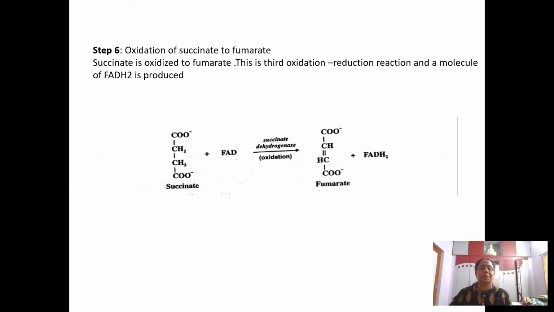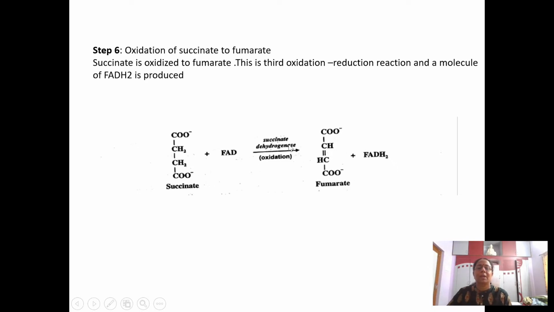Now, come to step 6. So, you have succinate. This succinate gets oxidized to fumarate. You know very well, oxidation is addition of oxygen or removal of hydrogen. You take out one H from here, one H from here, give it to FAD, and what you get is FADH2. So, this is a reaction where a molecule of FADH2 is produced in Krupp cycle.